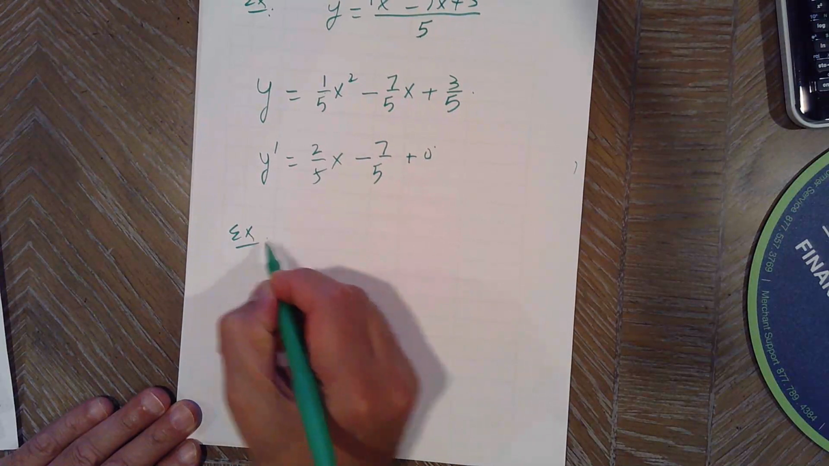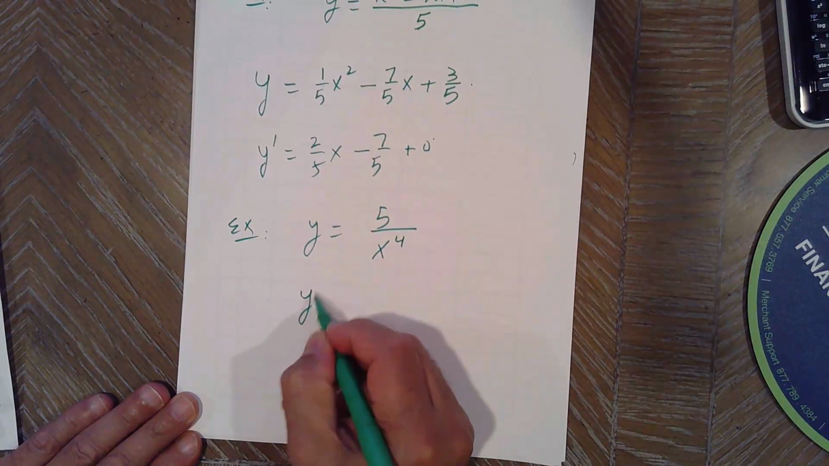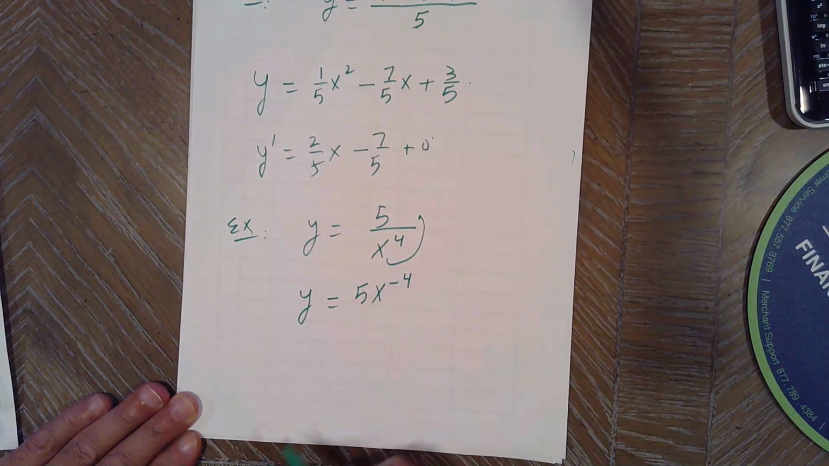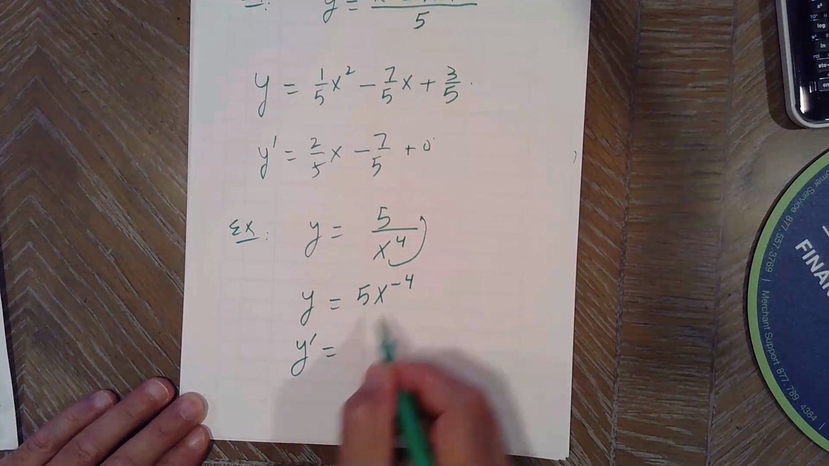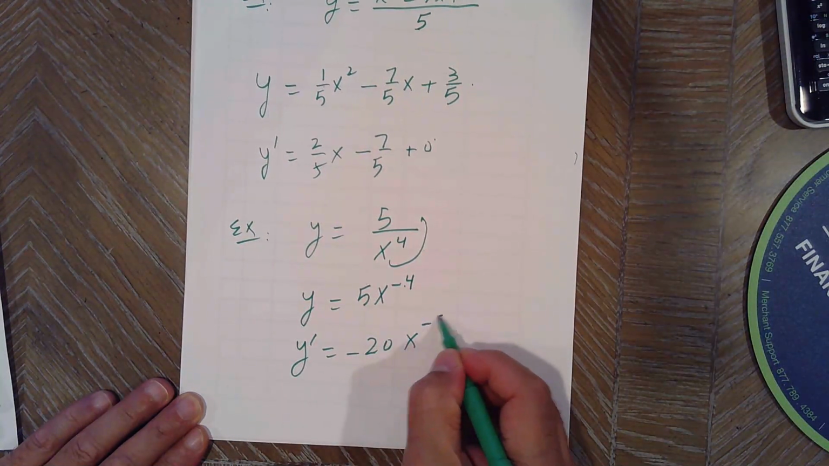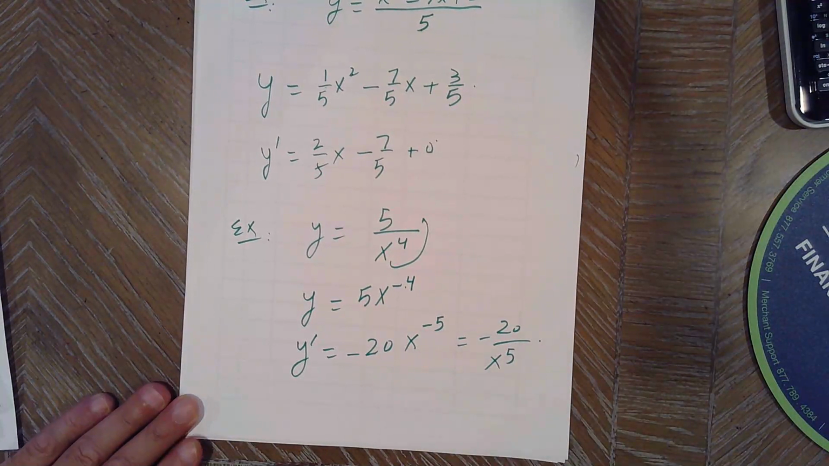Also, if you have a fraction where the top is a constant, before you do the derivative, you want to do the algebra. You write this as 5x to the negative 4, and then its derivative would be negative 4 times 5 is negative 20x to the negative 4 minus 1, negative 20 over x to the first.